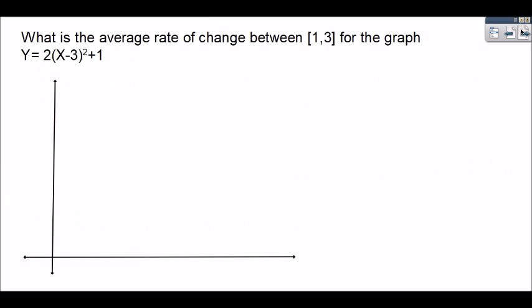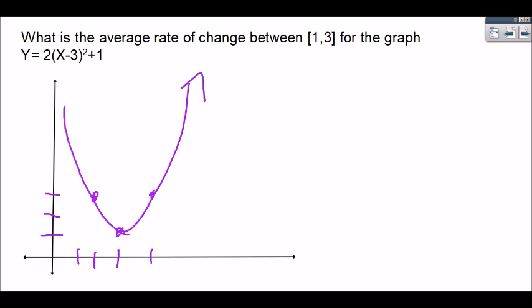A question that they can ask us is, what is the average rate of change between 1 and 3 for this graph? So the first thing we do is we're going to graph this. So we're going to start with our vertex of going up 1 to the right 3. Now our rate of change is up 2 over 1. And because it's a U-shape, we have to do it in the opposite direction of up 2 over 1 to the left. So there is our parabola.